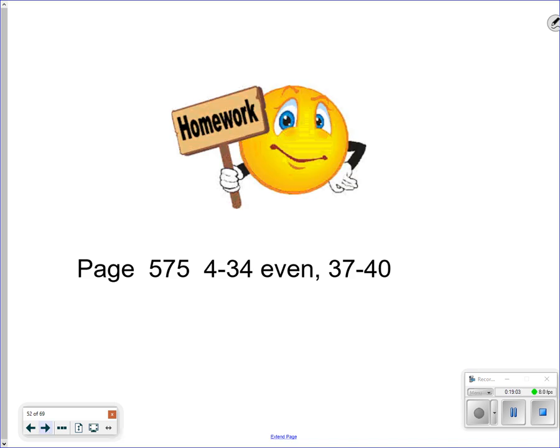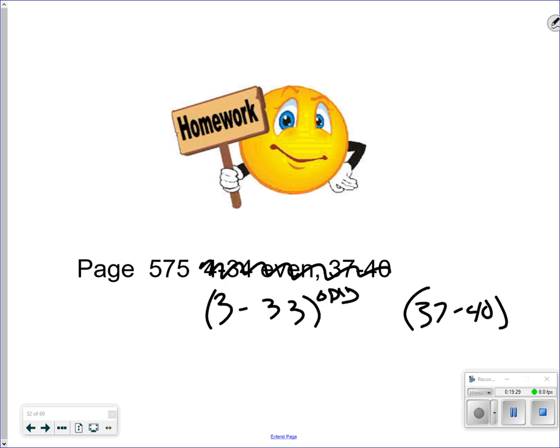Now, your homework assignment is on page 575. This may change, so please make sure that you look in the Google Classroom. There was a chance that we were going to do 2 assignments here, so please be aware of the fact that this may change. In fact, I know it does change. Sorry about that. It is going to be 3 through 33 odd and 37 to 40. So lots of questions there. Please make sure that you talk to your teacher, and good luck.